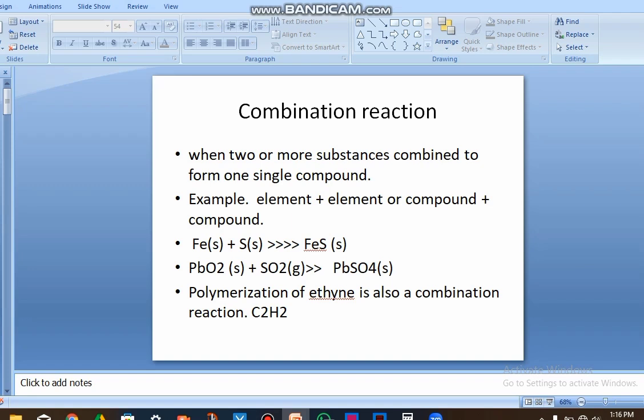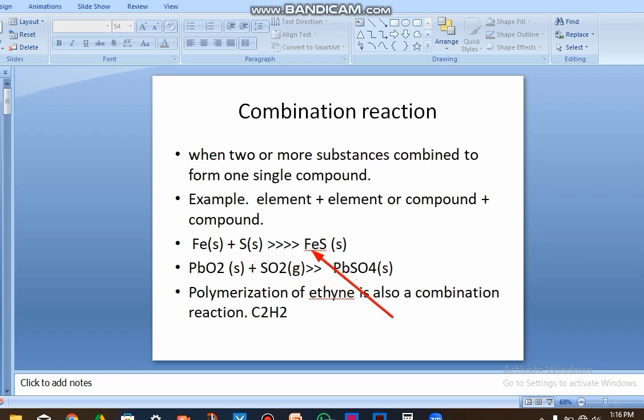Okay, let me show you something. Look at this: Fe is iron. This is the chemical formula of iron, and S stands for sulfur. You are a chemistry student, so I believe you have known all these things. Fe stands for iron, and the (s) signifies solid, meaning iron is solid. Then sulfur, S, so iron is reacting with sulfur to produce what we call iron sulfide.